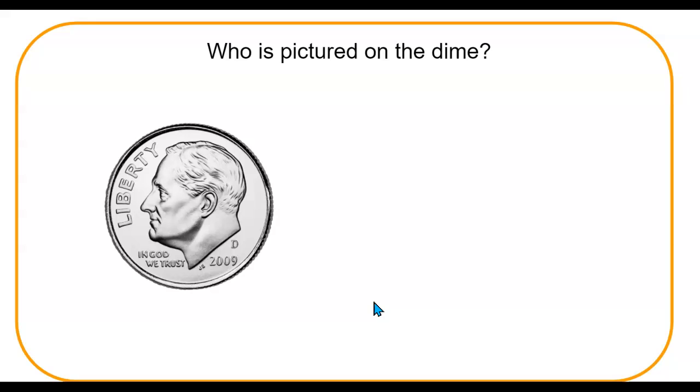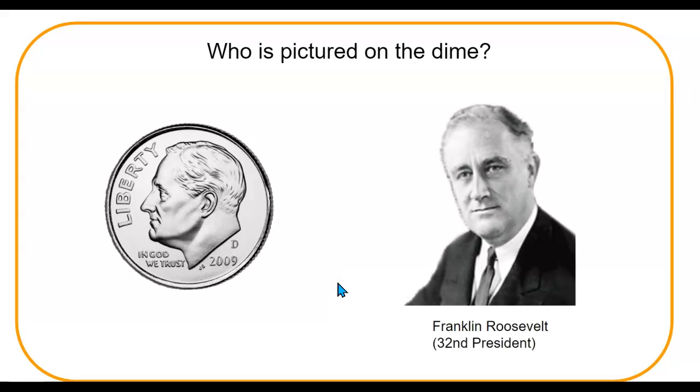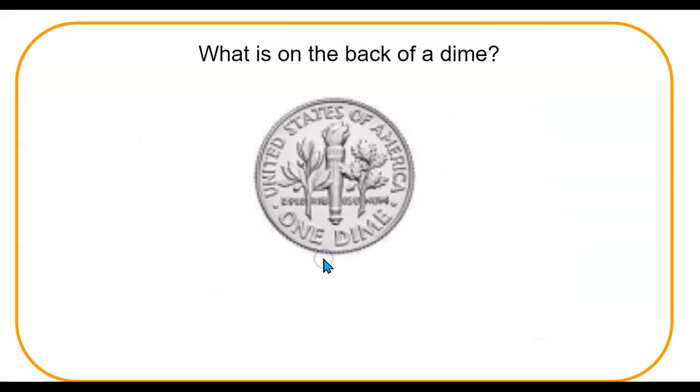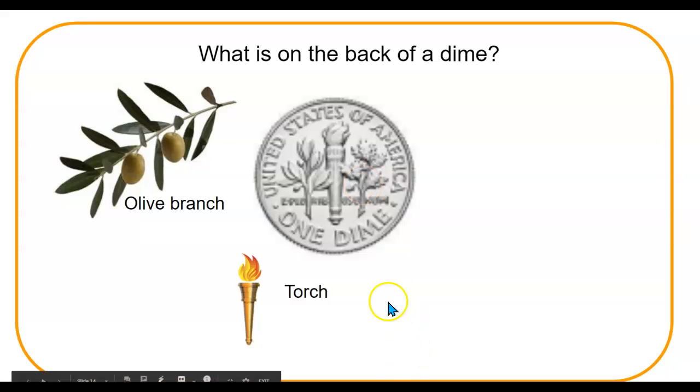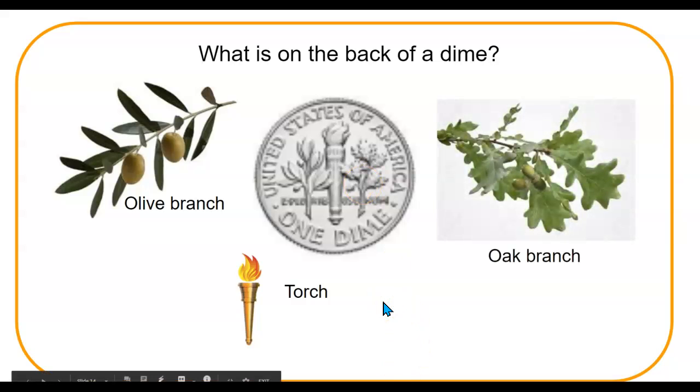Now, this is a dime. Who is this on the dime? This is another famous president. His name is Franklin Roosevelt, and he was the 32nd president. On the back of the dime, you see 3 things. This first thing on the left is an olive branch. In the middle is a torch, and on the right side is an oak branch.